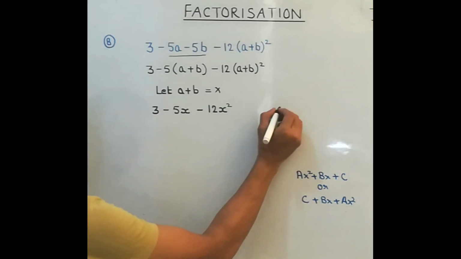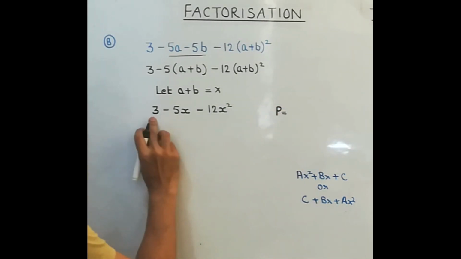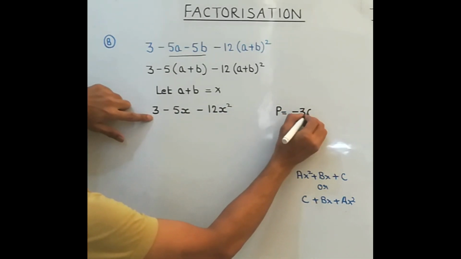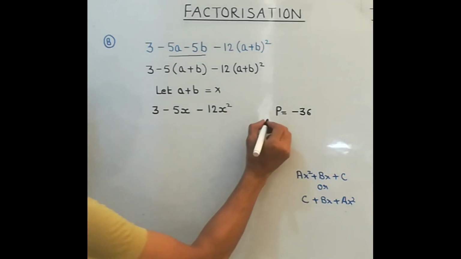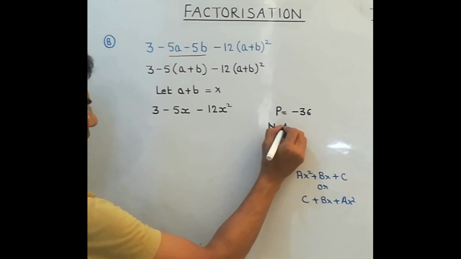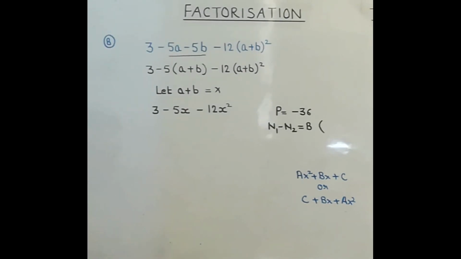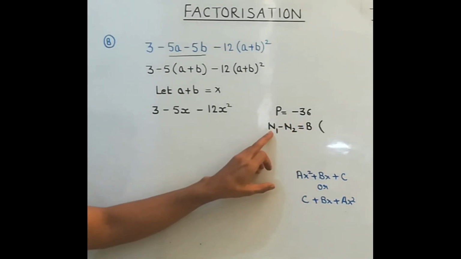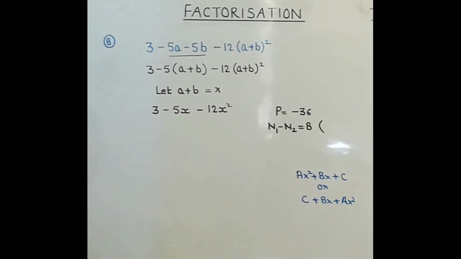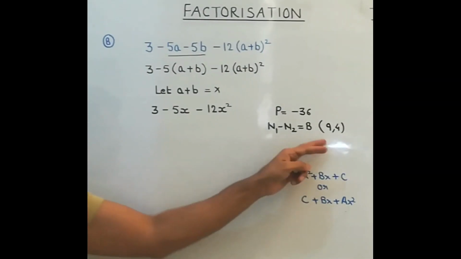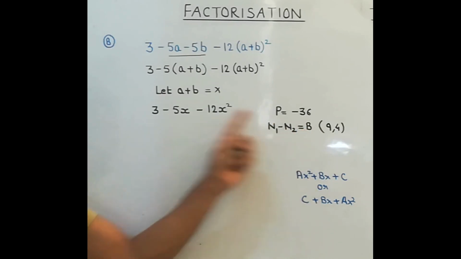Now first of all we need to find the product. Now here product of these two, plus 3 and minus 12 will give you minus 36. Now whenever the product is negative, you need the two numbers n1 minus n2 to be equal to b. So which two numbers can give us 36 on multiplication, but their difference should be equal to 5. So we can get the two numbers like this, 9 and 4. Their product will give us 36 and their difference will give us b, that is 5.